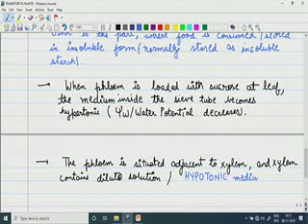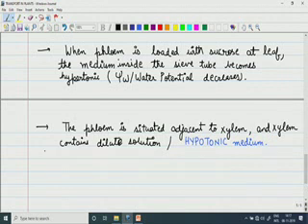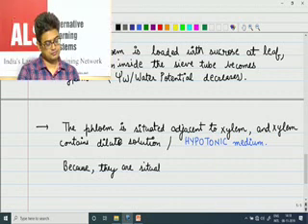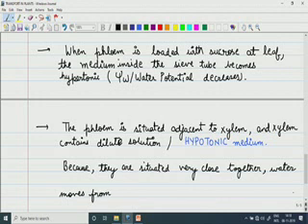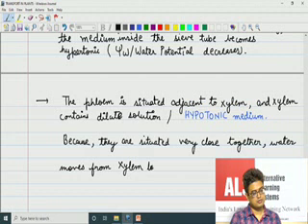Hypotonic medium. Right? Now what will happen? Water will move from hypotonic to the hypertonic medium because they are situated very close together. Water moves from xylem to phloem.